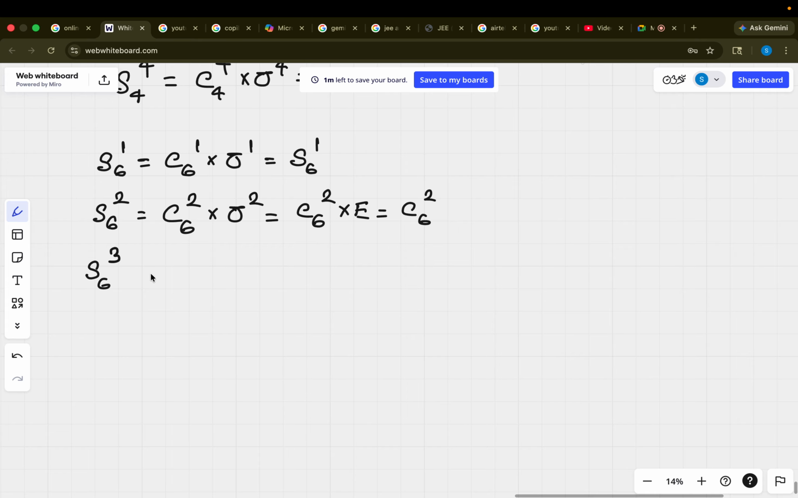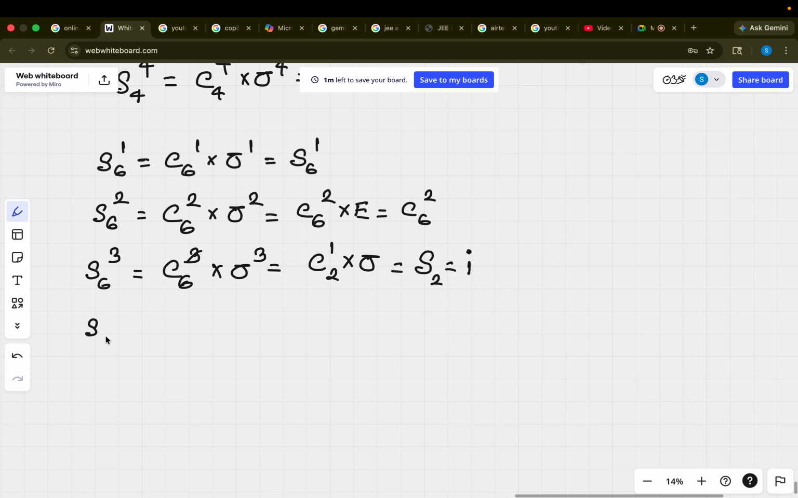Then you have S6^3, so that will be what? C6^3 into sigma cubed. So C6^3, again you can write down this C6^3. If I cancel out, what am I getting? C2^1, and sigma to the power odd means only sigma, so basically you will get S2. C2 into sigma, so you will get S2, and S2 is equal to what? S2 is equal to i you are getting.